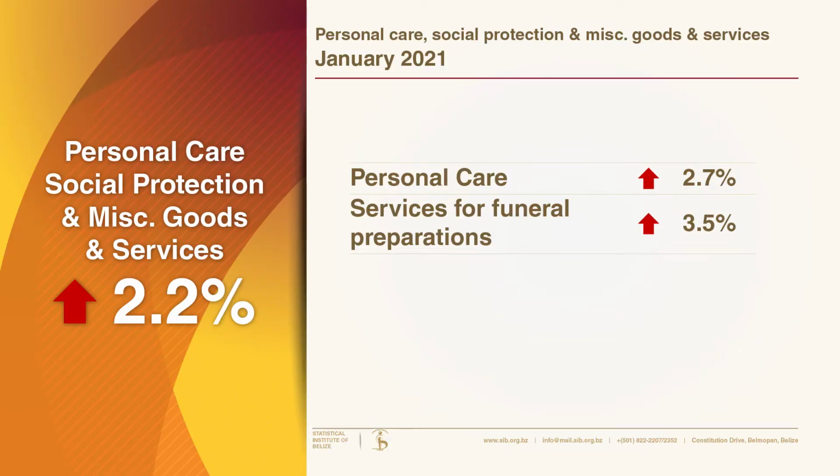Thirdly, let's look at the personal care, social protection, and miscellaneous goods and services category, which went up by 2.2%. This increase was mainly due to a sharp 2.7% rise in the personal care subcategory, as higher prices were observed for personal hygiene products for the first month of the year 2021. Also, a 3.5% increase was seen in the subcategory of other services, which accounts for services for funeral preparations.